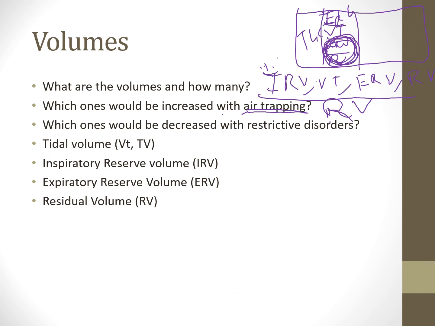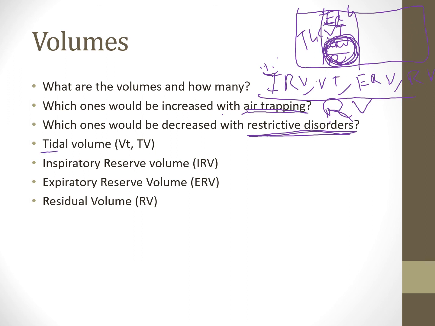Which ones would be decreased with the restrictive disorders? Well, it would also be expiratory volumes. When we're looking at this, decreased with restrictive disorders, all my volumes are going to be decreased. My IRV, my ERV, my tidal volume, all of them, even the RV, are all going to be decreased with restrictive disorders. So with restrictive disorders, all of them go down.